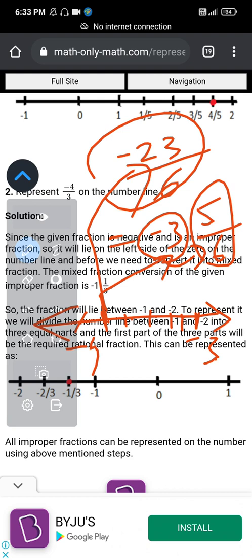I hope you understood this method. This is the easiest method to represent a rational number on the number line.